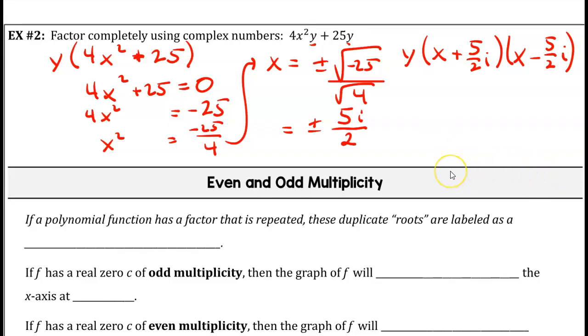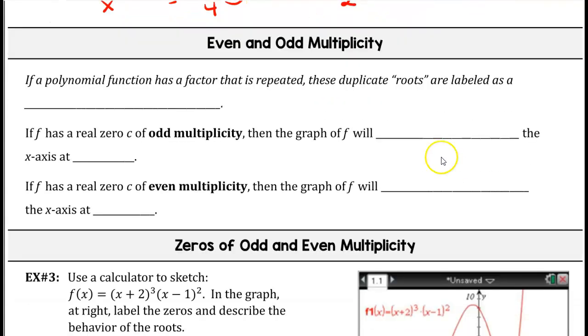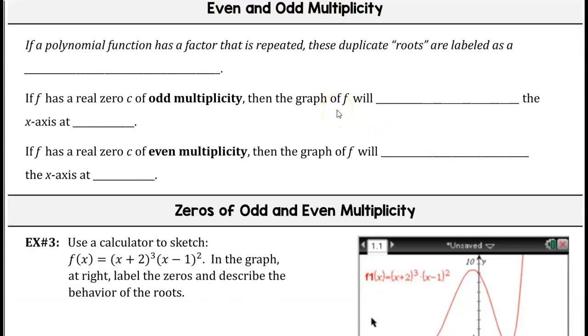All right, so let's go further on and review the even and odd multiplicity. So if a polynomial has a factor that is repeated, these duplicate roots are known as multiplicity, as in multiple roots. And you can have many degrees, say, of n. So depending on how many roots there are, you could have a multiplicity of 1, 2, 3. It can go up to many.